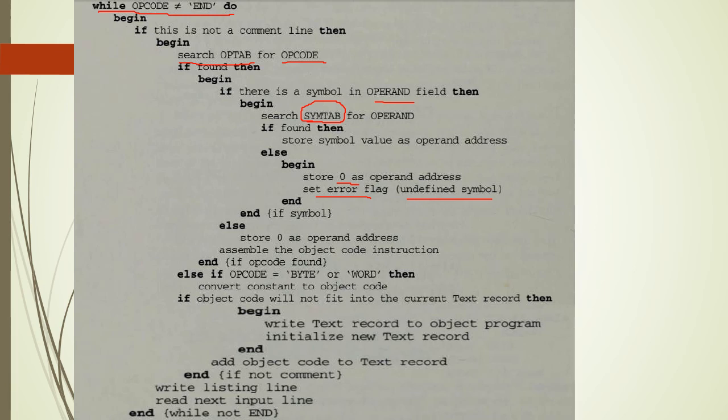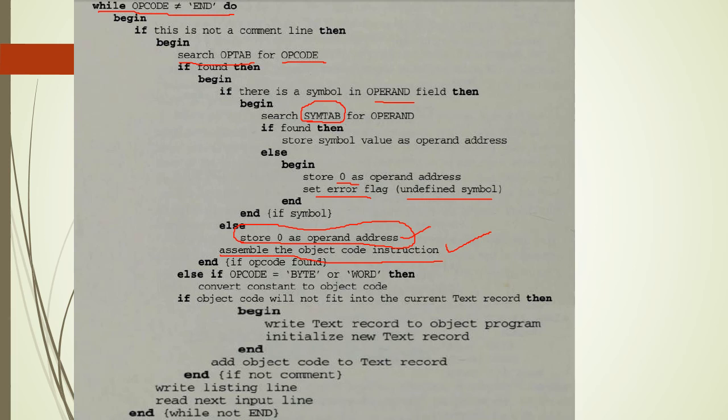Otherwise, suppose you have obtained an opcode and that opcode does not have an operand. In some cases we have an opcode with no operands. If that is the case, then store 0 as an operand address. There are some instructions which contain no operands. If that is the case, store 0 as an operand address. Then finally you have to generate the object code for a particular instruction. That is, assemble the object code instruction means here you are generating an object code for that particular instruction.